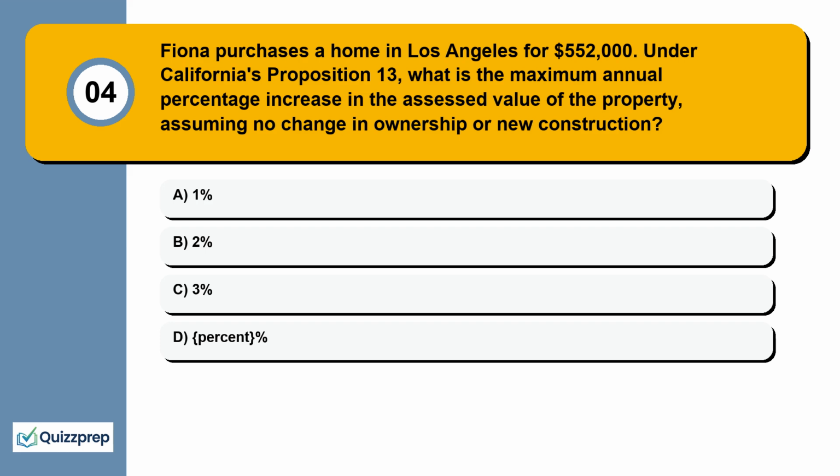Question 4. Fiona purchases a home in Los Angeles for $552,000. Under California's Proposition 13, what is the maximum annual percentage increase in the assessed value of the property, assuming no change in ownership or new construction? 1%, 2%, 3%, 5%.